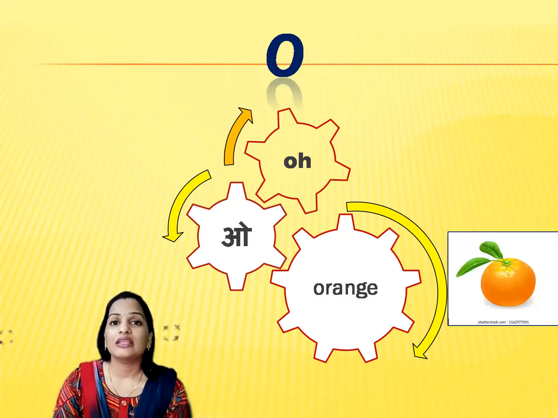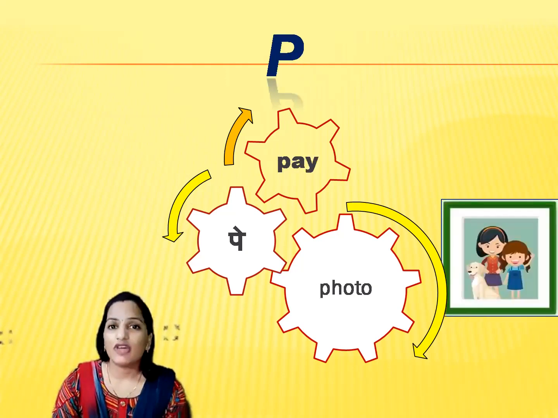Okay. The next letter is O. How is it pronounced in French? The same as in English. O. Okay. What is it? O. And one example is our favorite fruit, which is nothing but orange. Not orange, orange is in English. In French, it is orange. Repeat, orange. Okay. Very good.